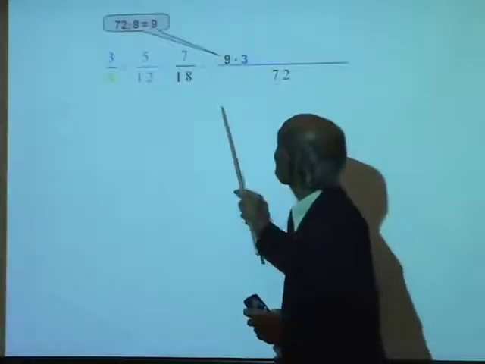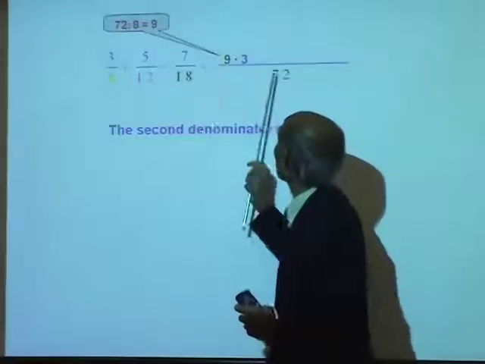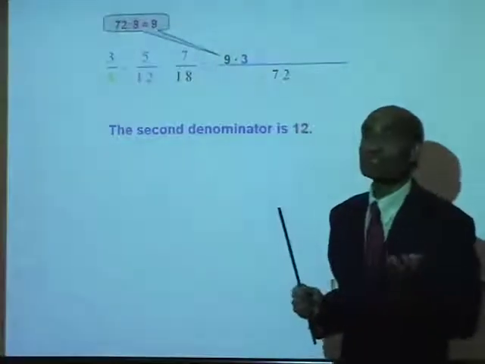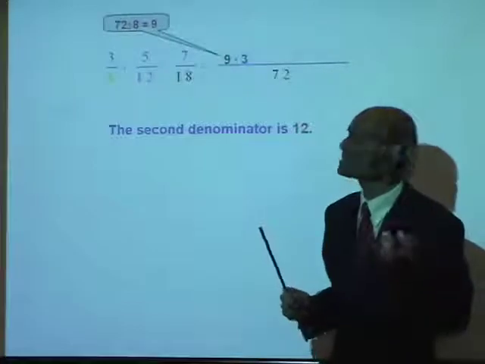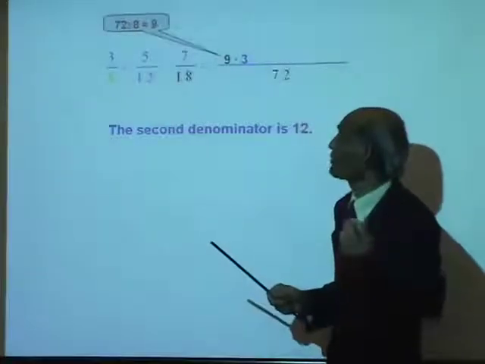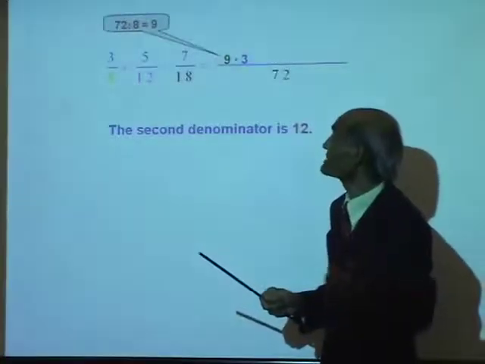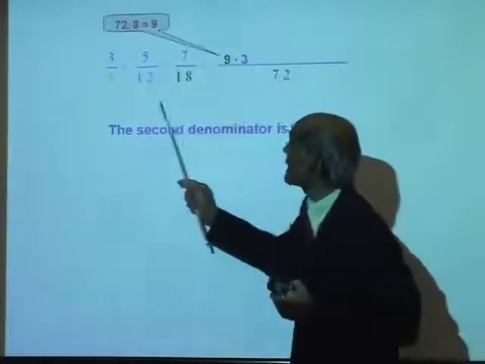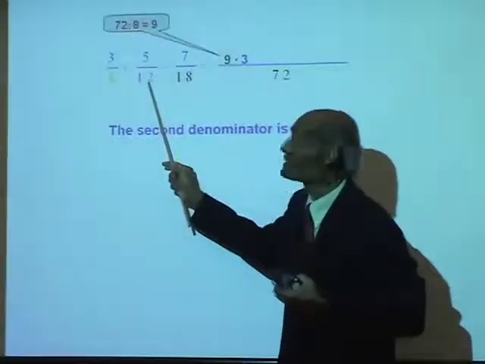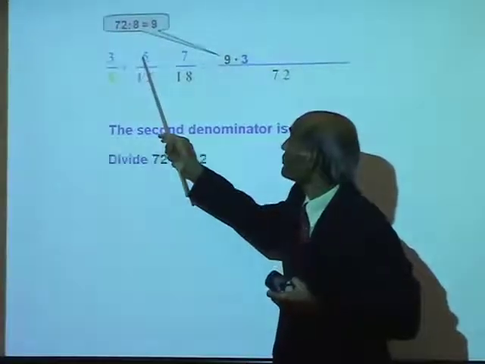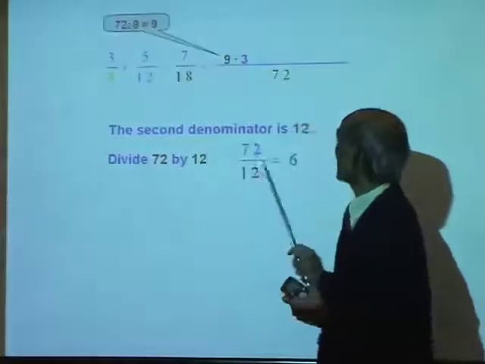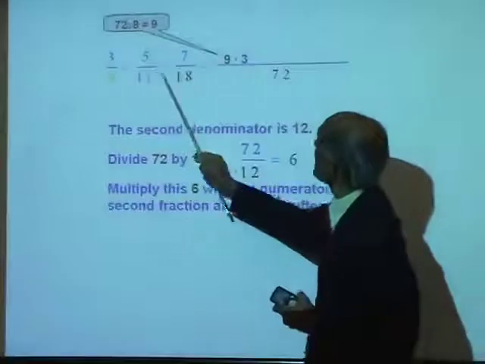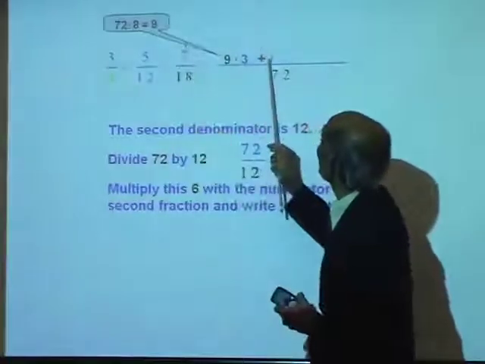Next, 72 divided by 12. What is 72 divided by 12? 12 times 2 is 24, 12 times 3 is 36, 12 times 4 is 48, 12 times 5 is 60, 12 times 6 is 72. 72 divided by 12 is 6. Multiply that 6 with the 5. You see? 72 divided by 12 is 6. And multiply that 6 with the 5 and write it there.